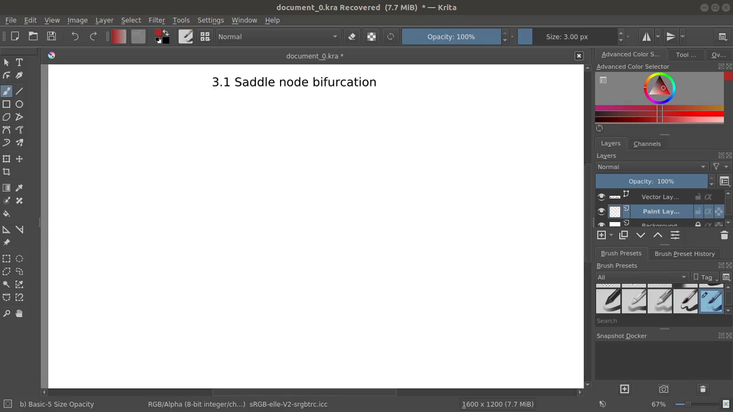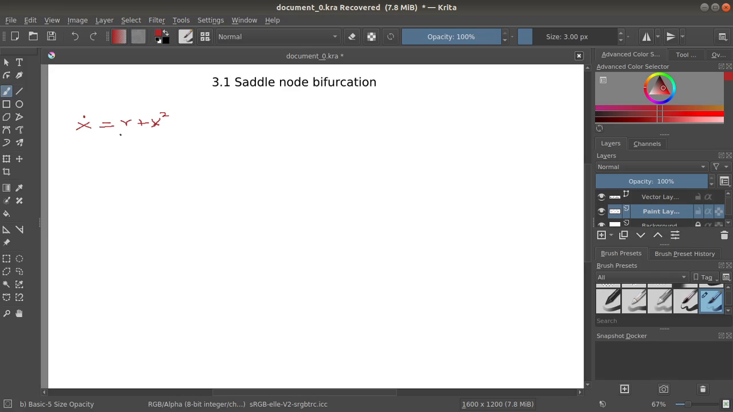Okay, so today we are going to discuss one kind of bifurcation known as saddle node bifurcation. Before we begin to know what is saddle node bifurcation, we'll see an example. Okay, so the example is x dot is equal to r plus x square. Okay, r is some parameter.